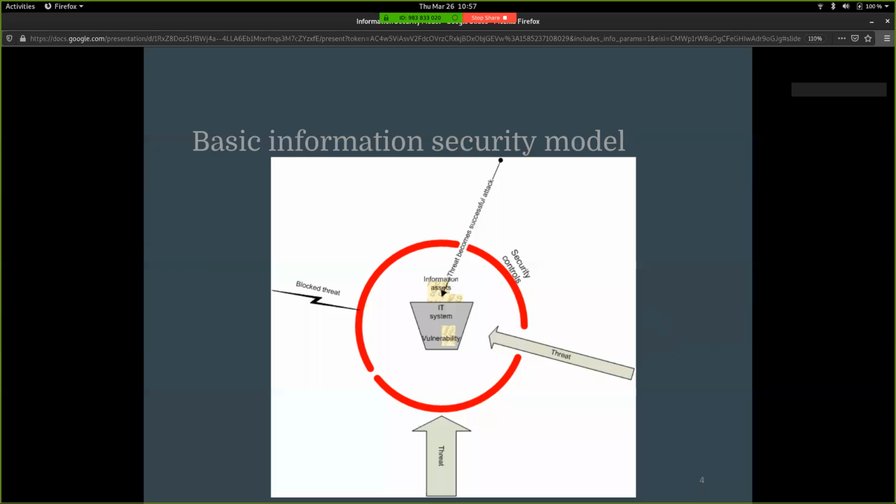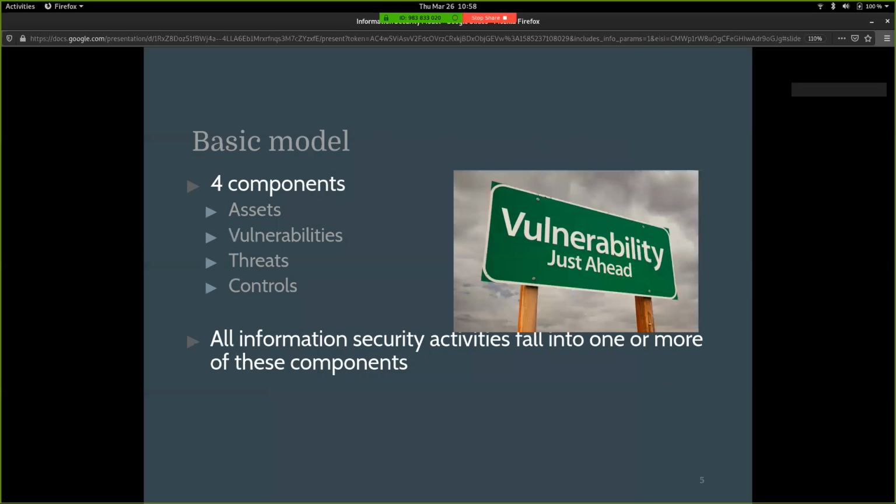If we take a look at a basic InfoSec model, you can see the red ring representing security controls that are in place, vulnerabilities that exist between either the information assets or IT systems. Some of those threats are blocked, some of them get through, right? And again, I've always said that it's not a matter of if there's a breach or a threat that makes it inside, but it's a matter of when, and building those proper controls to put in place.